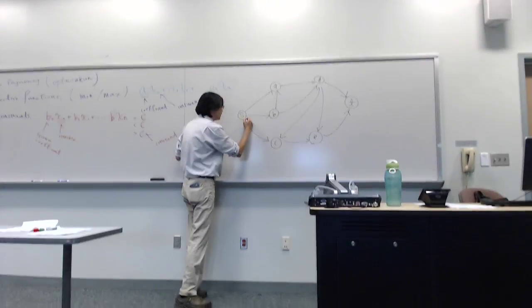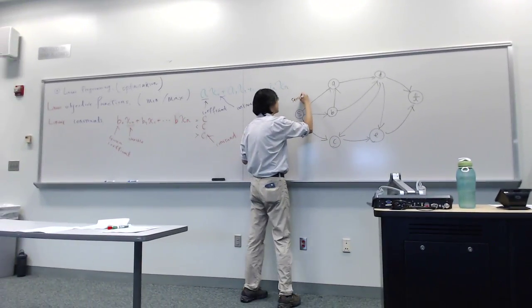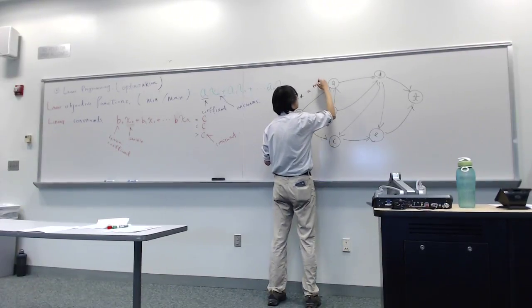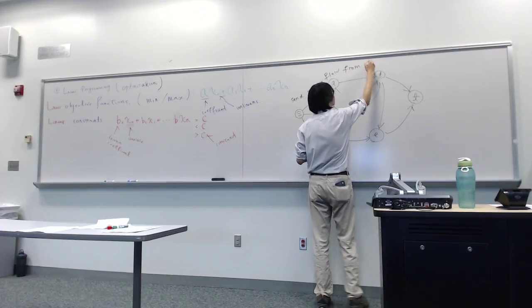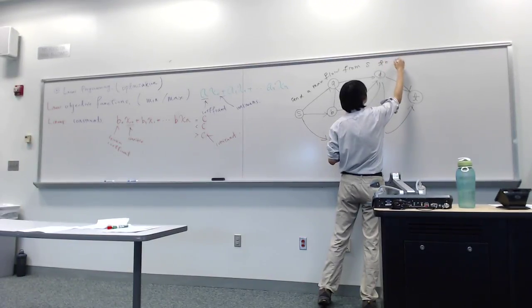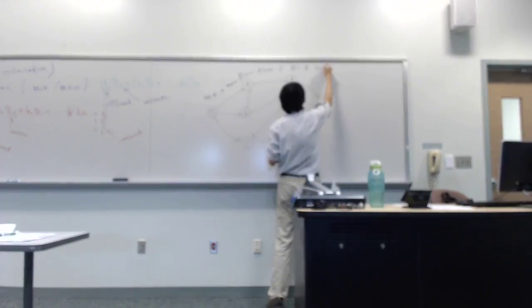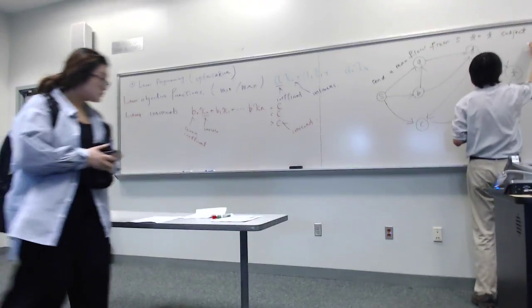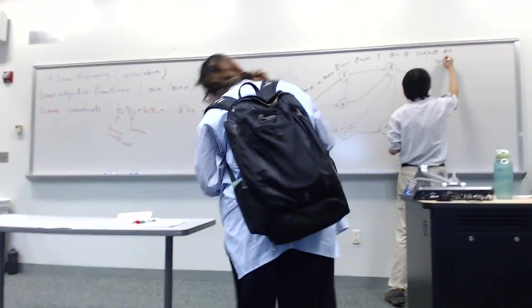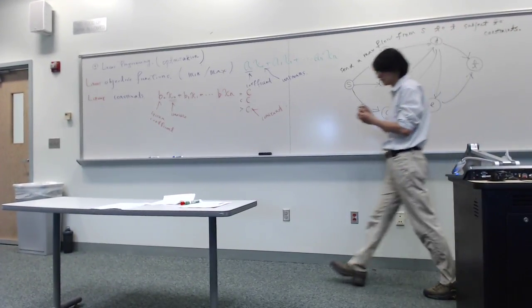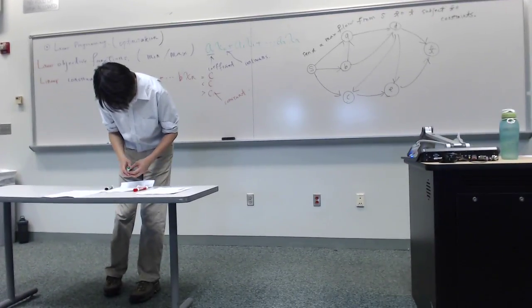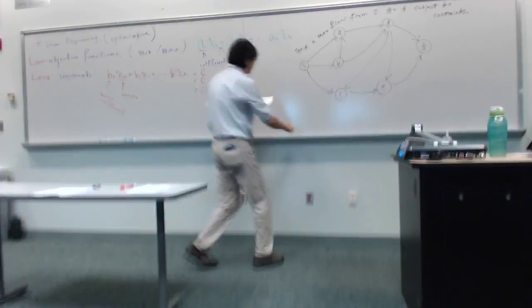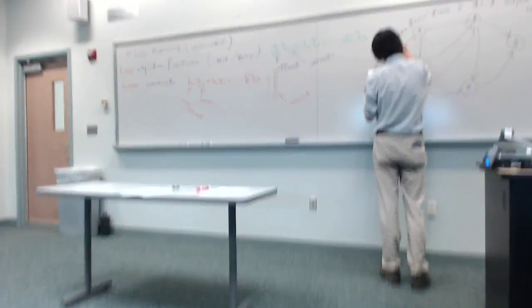What you want to do is send a maximum flow from S to T, subject to constraints. Right, so you're going to have constraints, of course. The constraints are defined by the edge weights. So here are the edge weights.